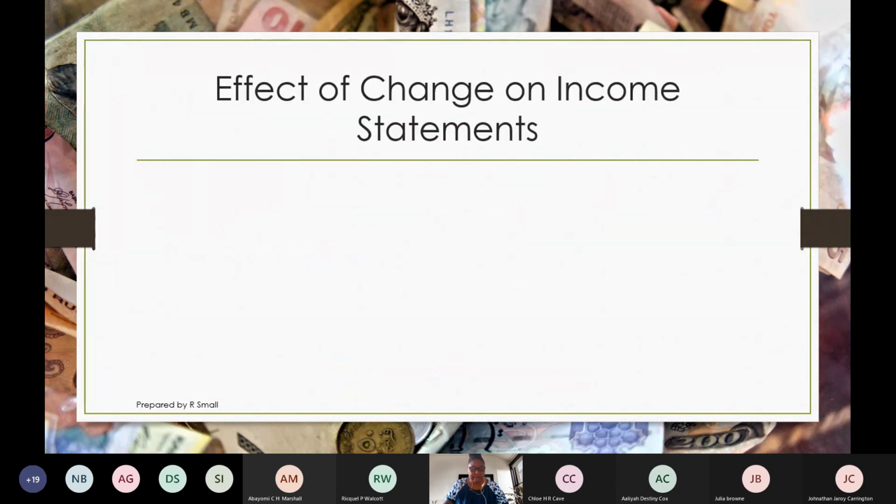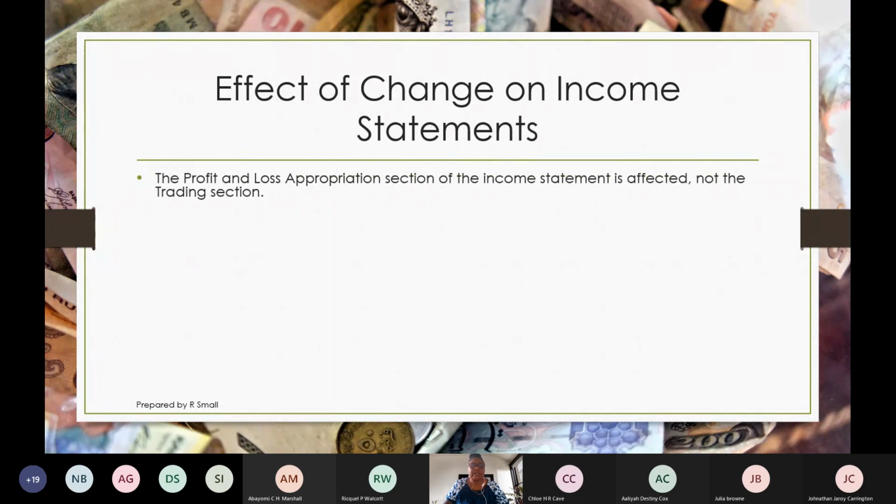Now, continuing the effect of the change on the income statement, the profit and loss appropriation section of the income statement is affected, not the trading section. Okay, the trading section of the income statement is not affected. Let me tell you the trading section, if you do not understand it. The trading section is that section before gross profit, or the section that allows you to work out gross profit.